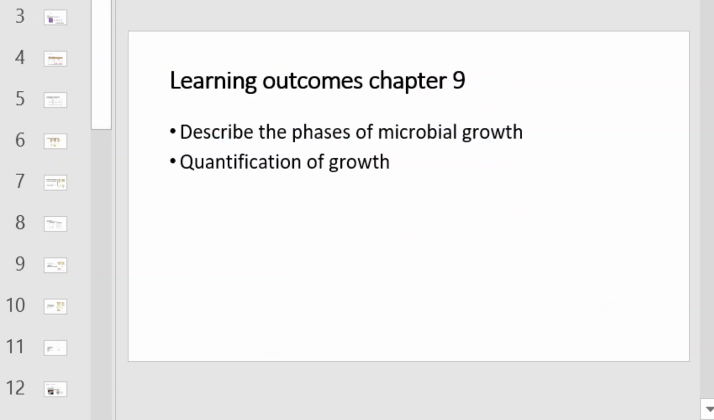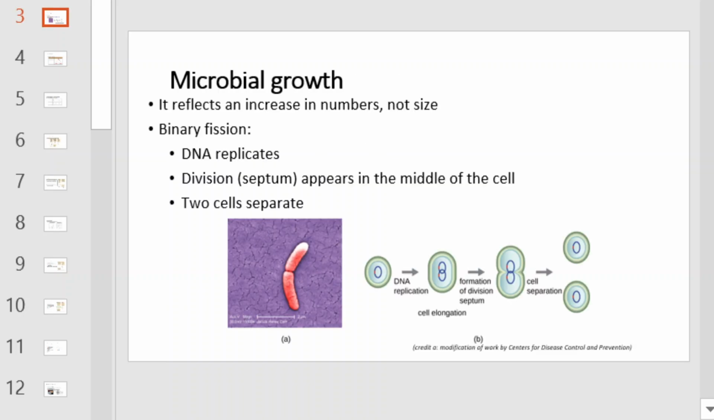Learning outcomes for this chapter include being able to describe the phases of microbial growth and quantify that growth. We begin today by examining exactly how microbial growth is defined.